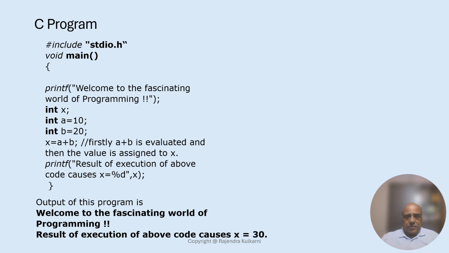Since 10 plus 20 is 30, x will be assigned the value 30 by the statement x is equal to a plus b. And %d that is appearing here in the printf statement indicates that whatever variable name appears outside the double quotes and after the comma is an int variable. It will contain a value which is of type int. Int stands for integer.